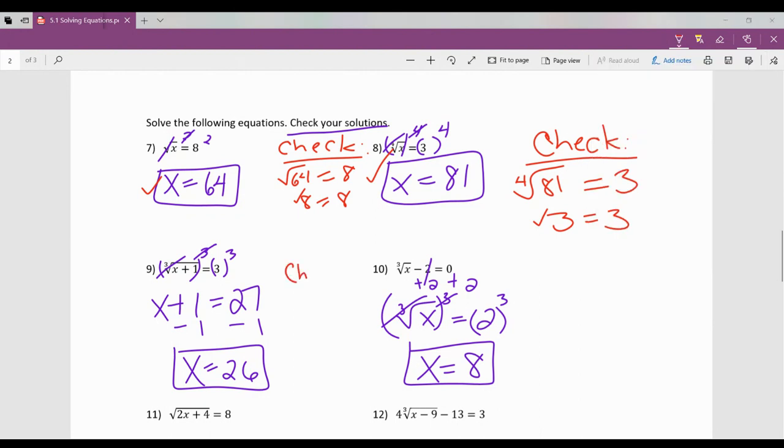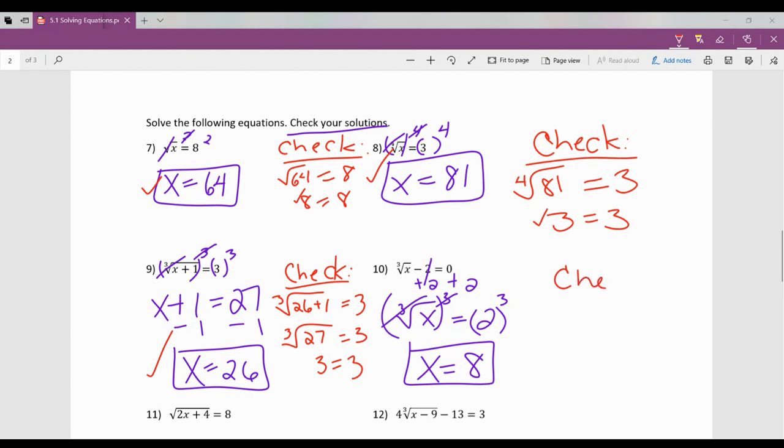All right, so now we're going to check our solutions to make sure it works. So to check, we've got plugging in 26. So the cube root of 26 plus 1, does that equal 3? So does the cube root of 27 equal 3? Yes, it does. Yay. Okay, so that works.